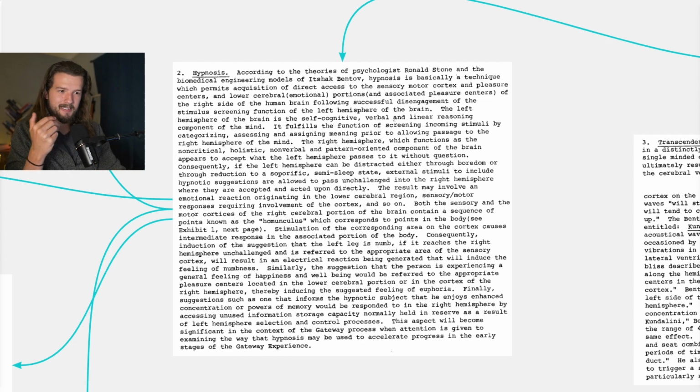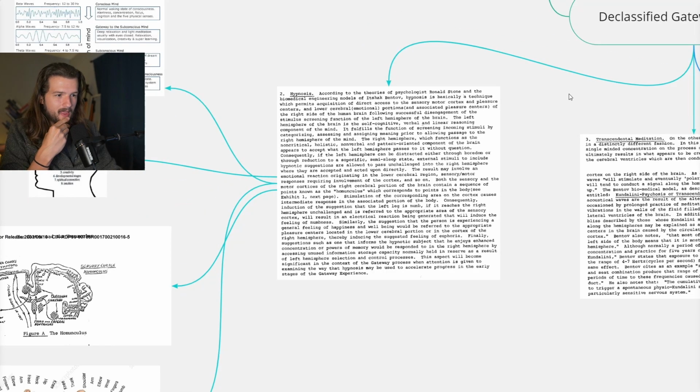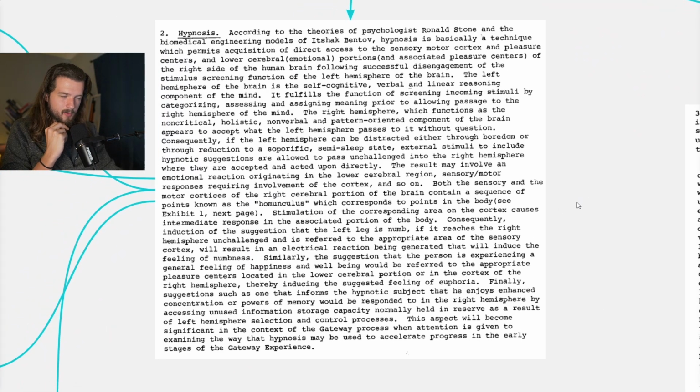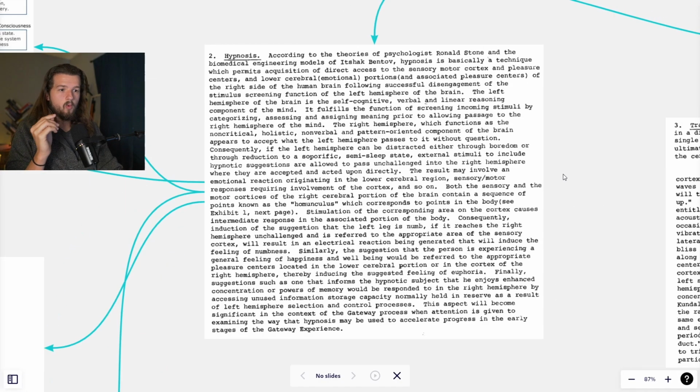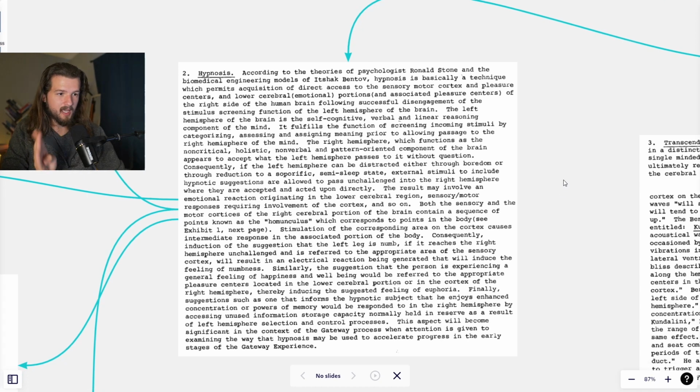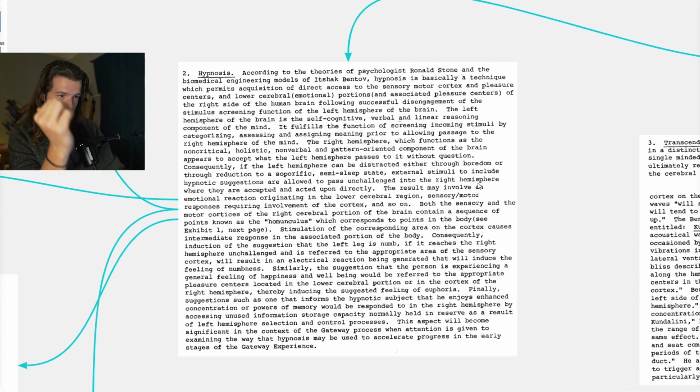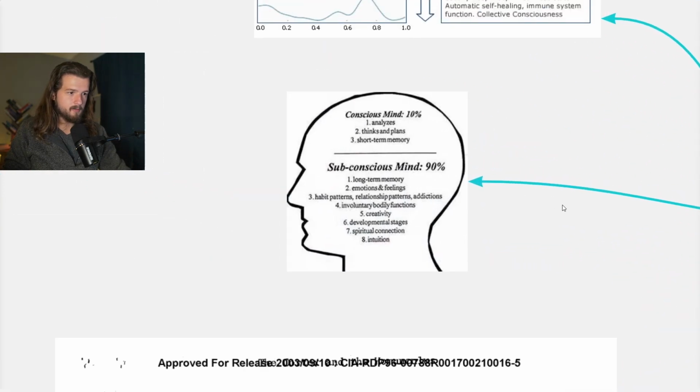And it makes a lot of sense. Okay. So that'll be it for hypnosis for today. I think the general summary, as I'd like to do a summary with all of these, is that what they're calling in this declassified document the left hemisphere and the right hemisphere of the brain, the left being the screening function, the analyzing function, and the right being, as they put it, the non-critical, holistic, nonverbal, pattern-oriented component, are analogous to what is more well known in the modern day as the conscious mind and the subconscious mind.